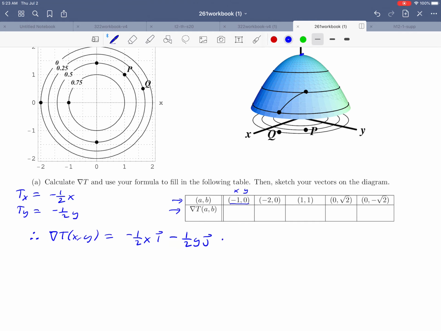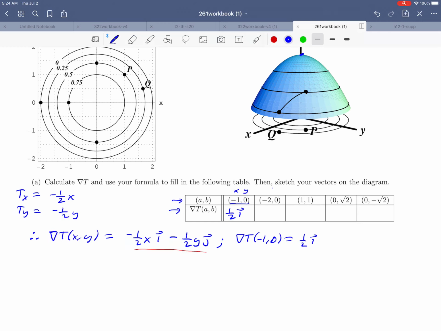I'm going to see if I can sneak that calculation in here. So gradient at (-1, 0). We just take x equals -1 and y equals 0 and substitute it into the formula that we got over here. And if you do that, with x = -1, you're going to get a half i. And since y is 0, the j component is going to go away. So our final result, the gradient at (-1, 0), is the vector 1/2 i.